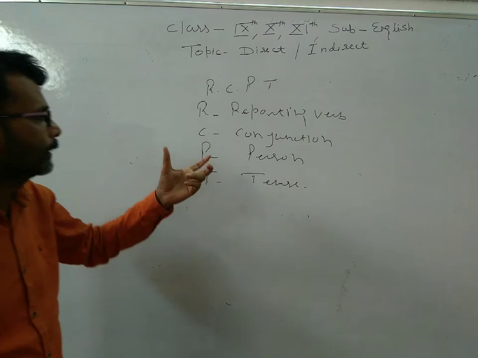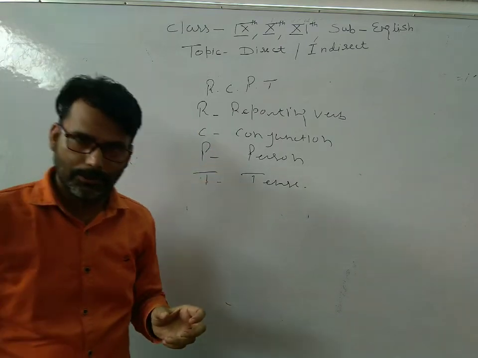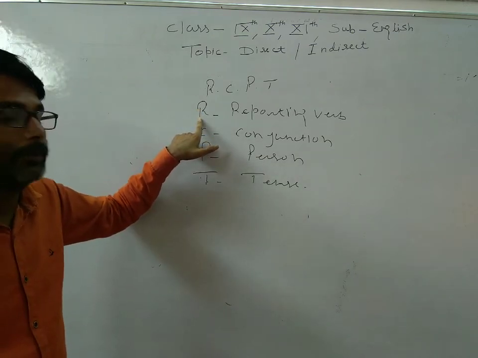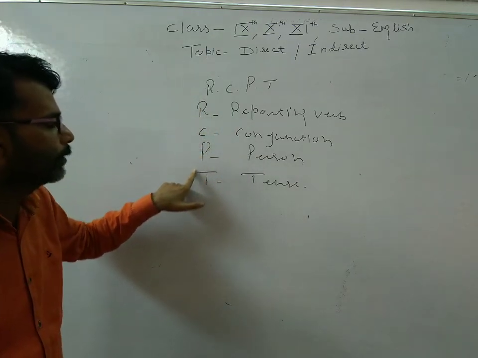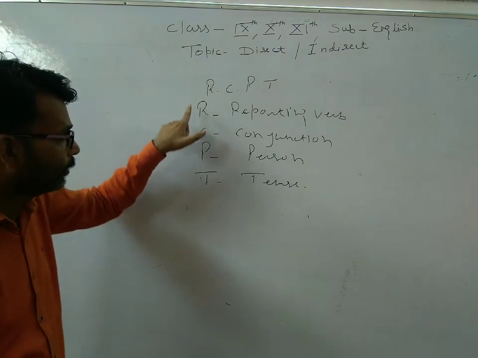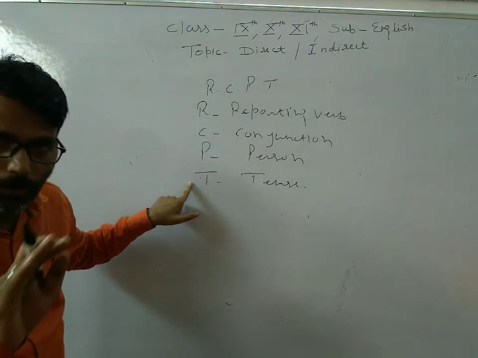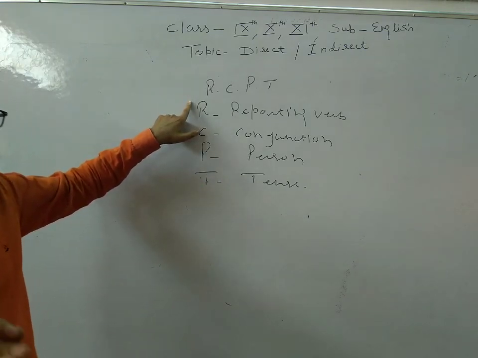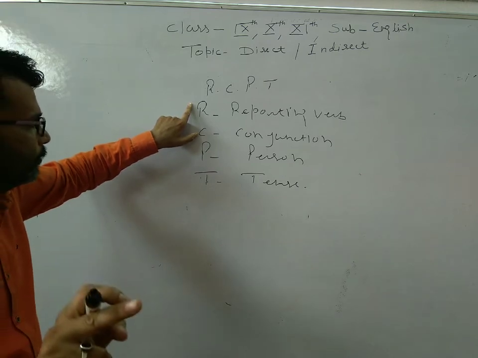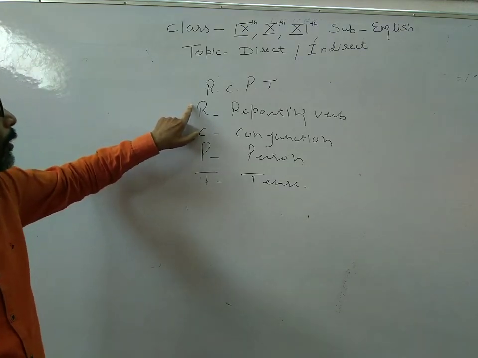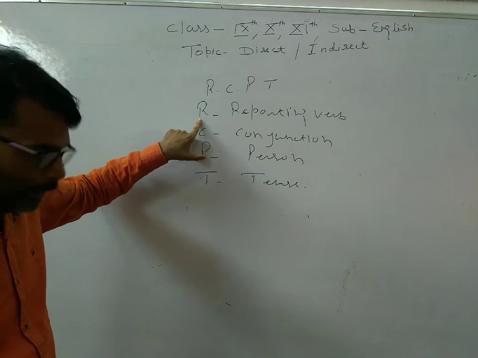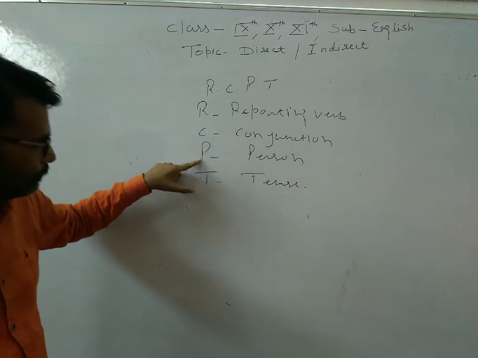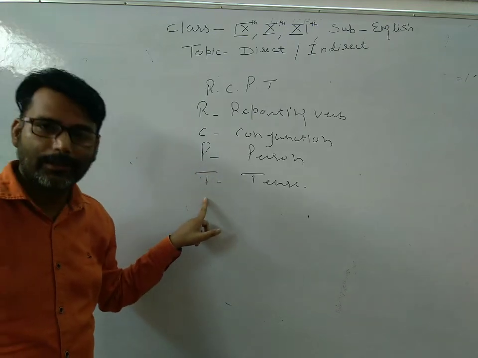ये रूल हमें क्या बताता है कि whenever you are going to do the narration, first of all you have to put the reporting verb. You have to make your reported speech in a particular sequence. There is no need to break the sequence. First of all, remember students, I repeat again, you have to put the reporting verb, then you have to put the conjunction, then you have to change the person, then you have to change the tense.